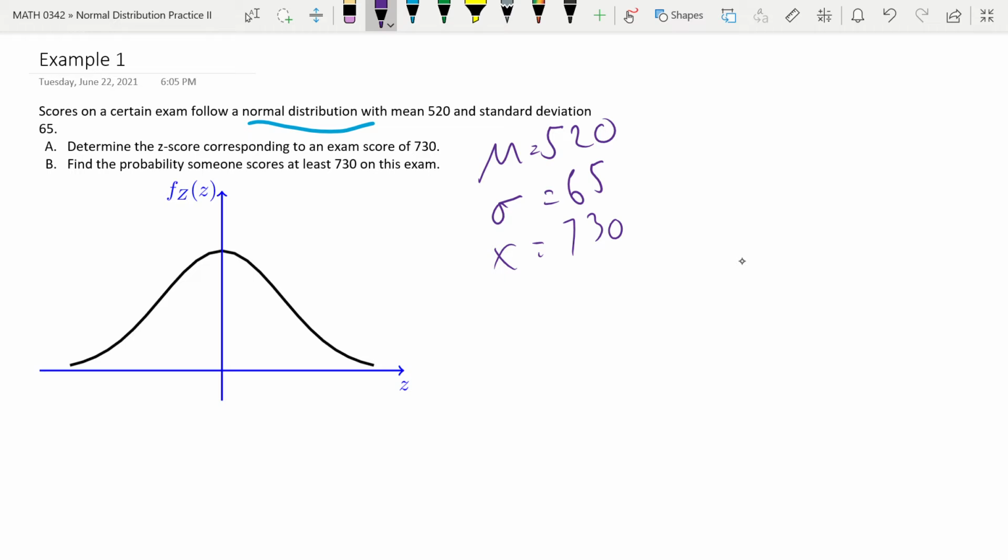If I use this picture here, but ignore the f of z and the z, instead this is x and the density of x, which we don't need in this course. The mean here is 520, and the specific score that we're looking at is a score of 730, which is right here. So that's a score of 730, and I need to find the z-score corresponding to that.